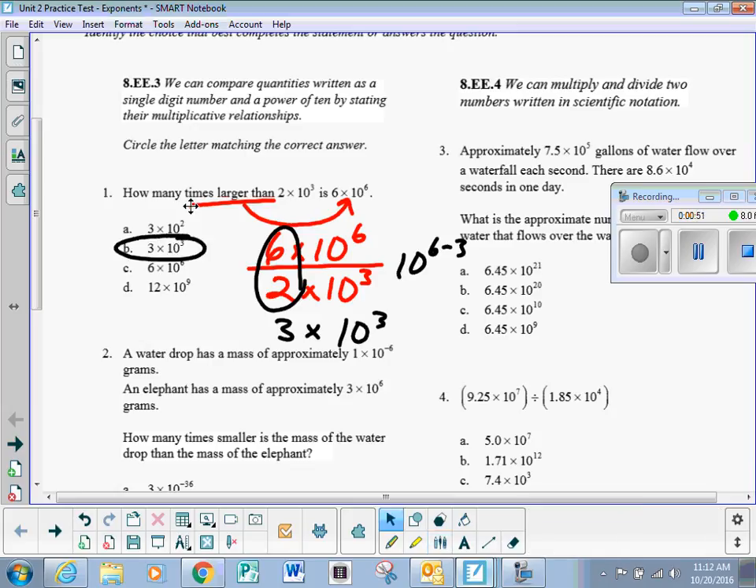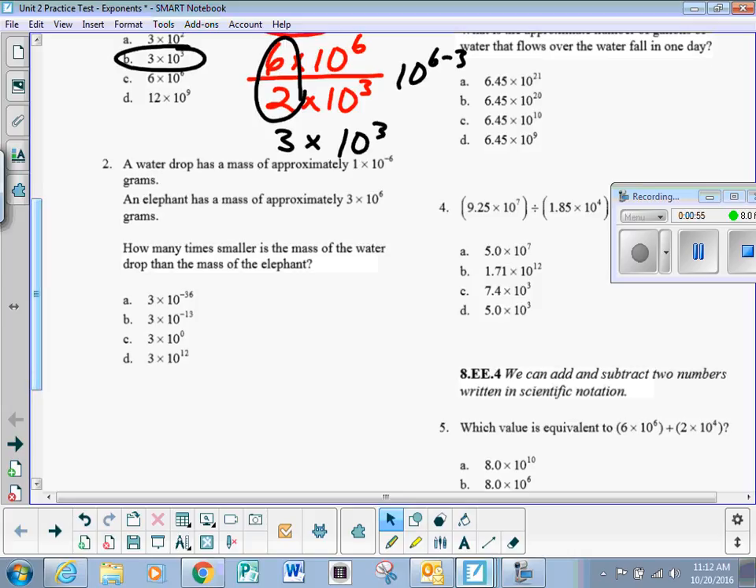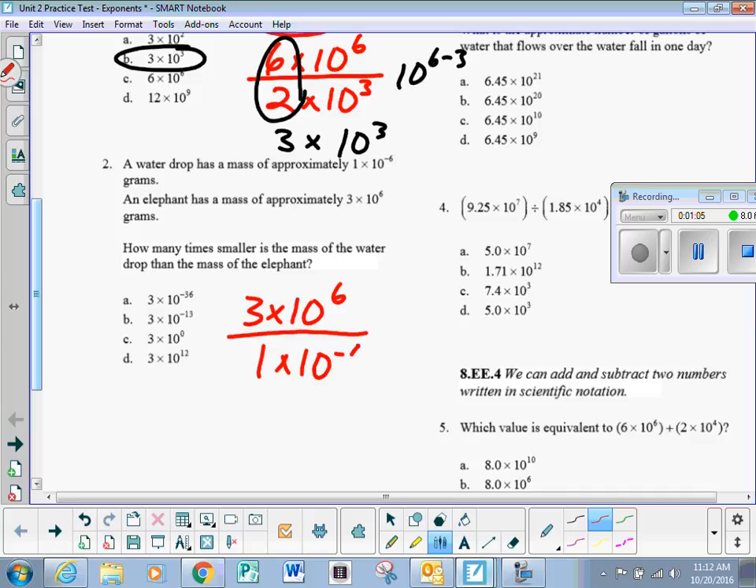Okay? Number 2. How many times smaller is the mass of the water drop in the elephant? If I want to know how many times smaller it is, I need to do the bigger divided by the smaller. Okay? And so when I do this, I divide the numbers. 3 divided by 1 is 3. And 10 to the 6 minus a negative 6. Minus a negative is plus a positive. So then I get 10 to the 12.